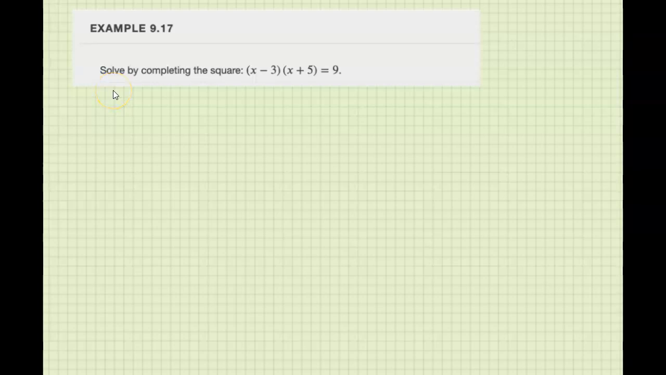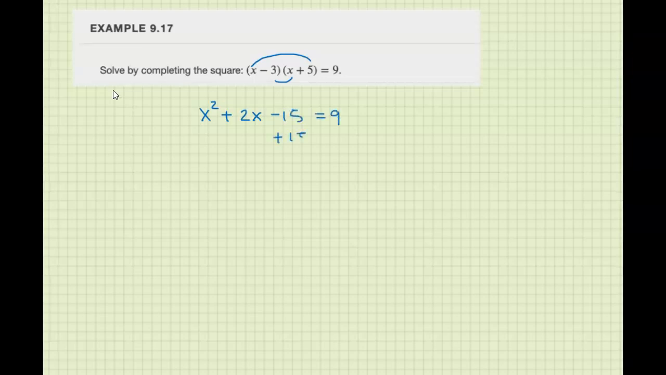Hello everyone, let's look at solving this equation by completing the square. So we need to start by foiling out, distributing, so we don't have parentheses. So we have x squared plus 5x minus 3x, which is 2x, minus 15 equals 9.